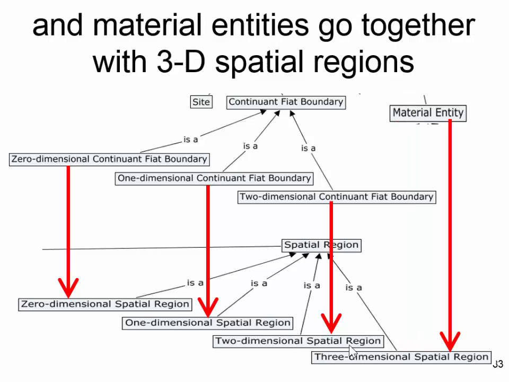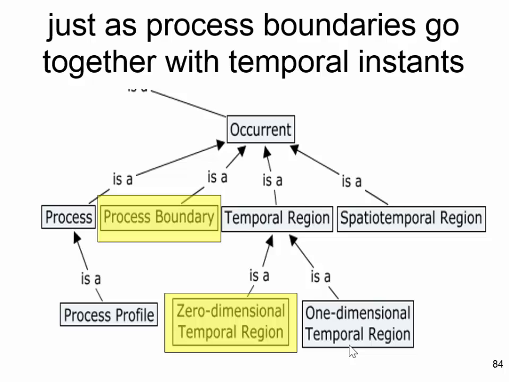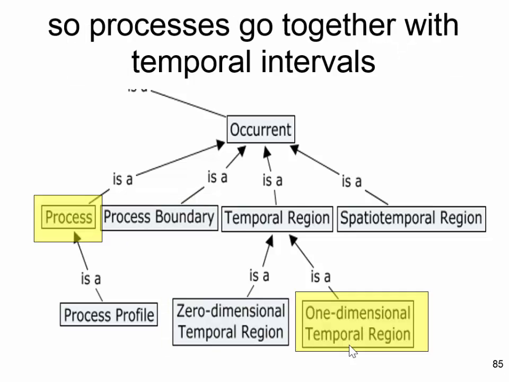Now, similarly, material entities can move. And material entities always occupy three-dimensional spatial regions. The Earth is always somewhere, just as the equator is always somewhere. And now we come to time. So just as objects like me have spatial boundaries, so processes have temporal boundaries. A race begins at a certain time and ends at a certain time. Your life begins at a certain time and ends at a certain time. The end of your life, your death, is a process boundary. Process boundaries occupy zero-dimensional temporal regions, just as processes occupy one-dimensional temporal regions.